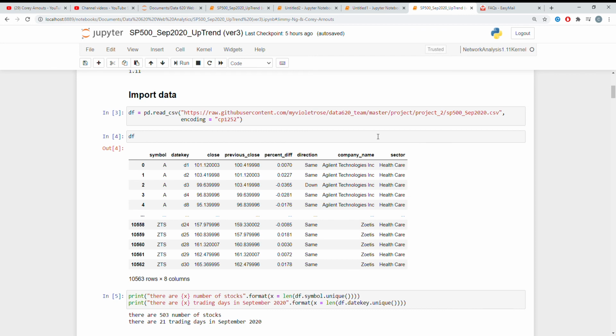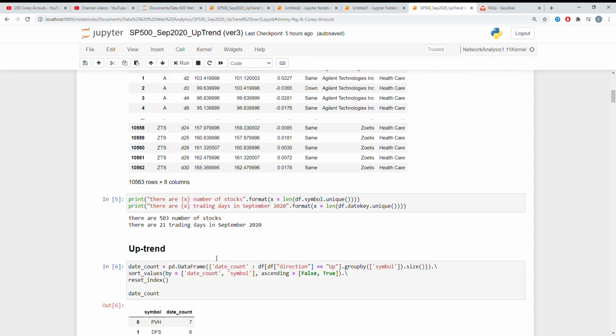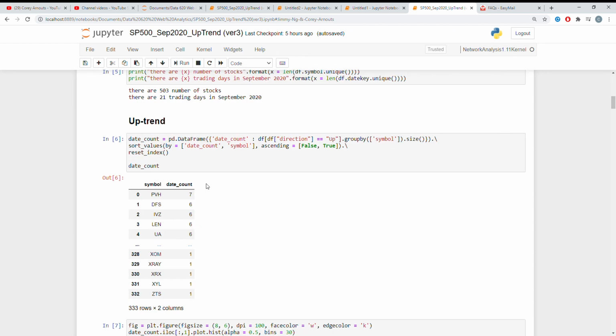So we upload our packages and import the data here. You can see we have the symbols and the date key. This is taken over a month period, September, so just last month. Each day has the symbol, the close, previous close, the percent difference, direction of the stock, company name, and the sector they belong in. So 503 stocks, 21 trading days in September, looking at the uptrend.